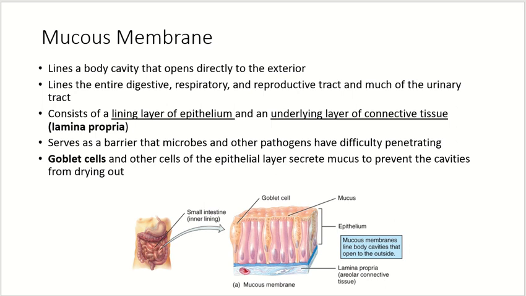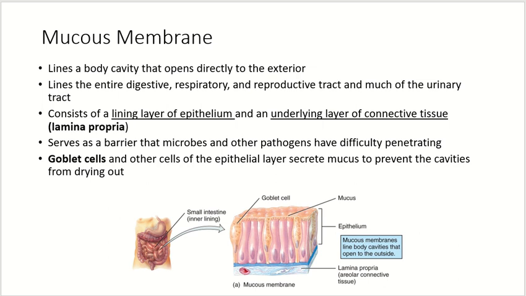This mucous membrane is going to be really useful because it is going to serve as a barrier that's going to prevent the introduction of various microbes or pathogens, and it's going to make it difficult for those microbes to penetrate, entering into the internal environment. So it's going to form a safety barrier, essentially, especially in systems that are open to the outside world.